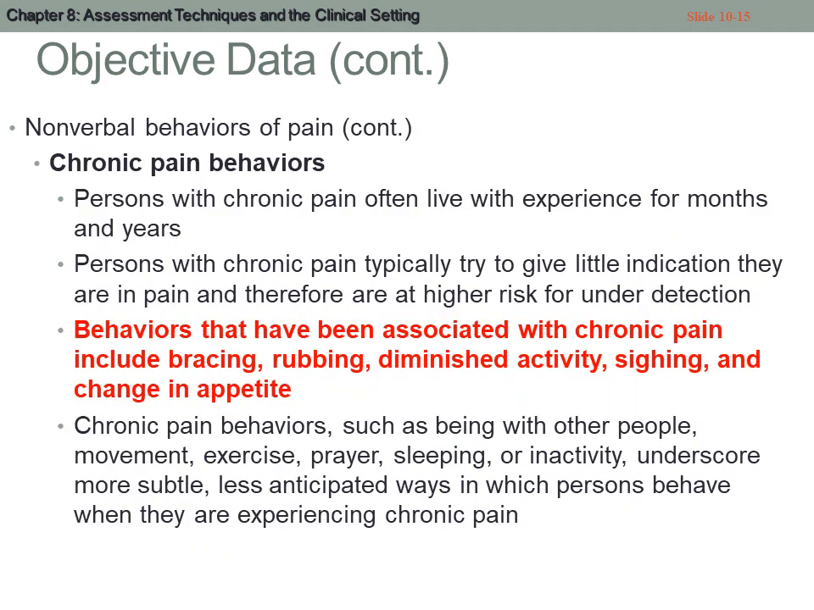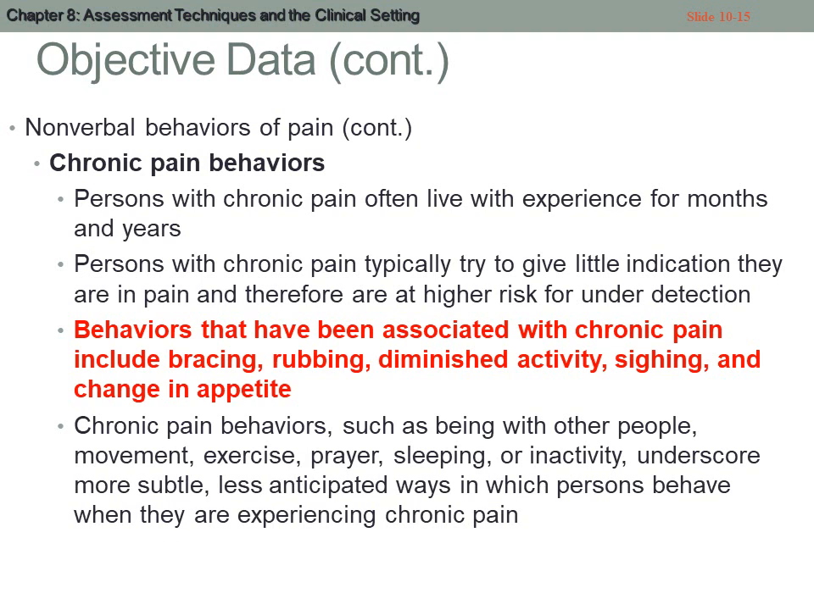Chronic pain behaviors, this is for the person that has chronic pain. What you may see is the person is not as active as they were before, so diminished activity, or you may hear the person sigh all the time. So you're sitting, and then the person just sighs, and you may hear another sigh, right? So these are more subtle signs that you'll see or hear.